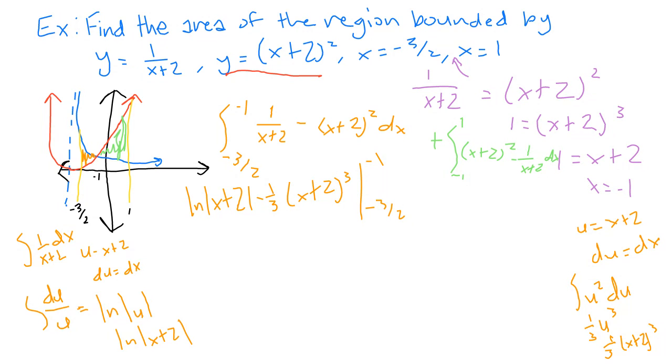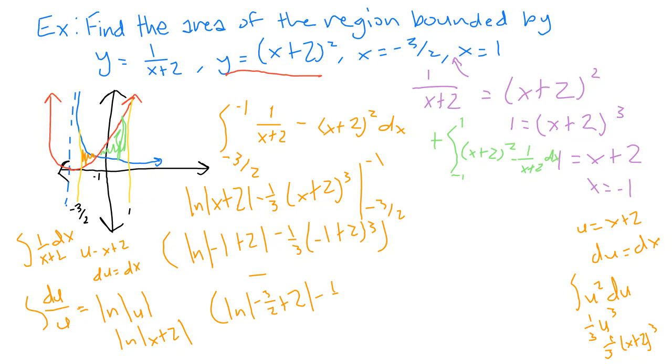So we're going to get natural log of -1 plus 2 minus 1/3 of -1 plus 2 cubed, minus natural log of -3/2 plus 2 minus 1/3 of -3/2 plus 2 cubed.